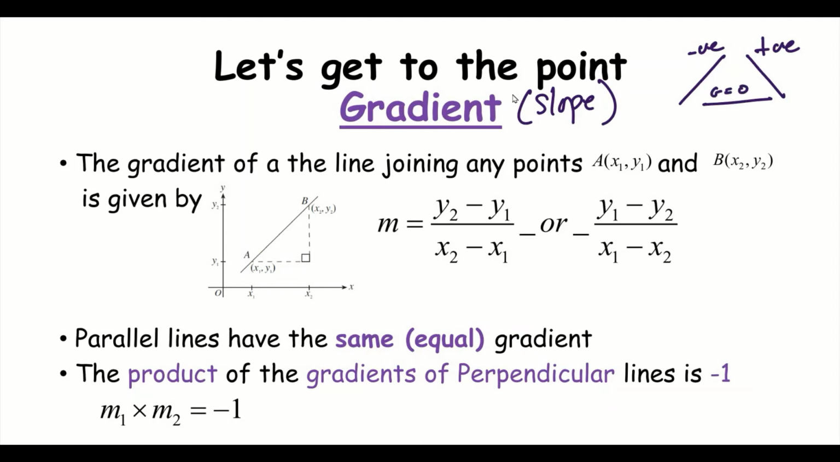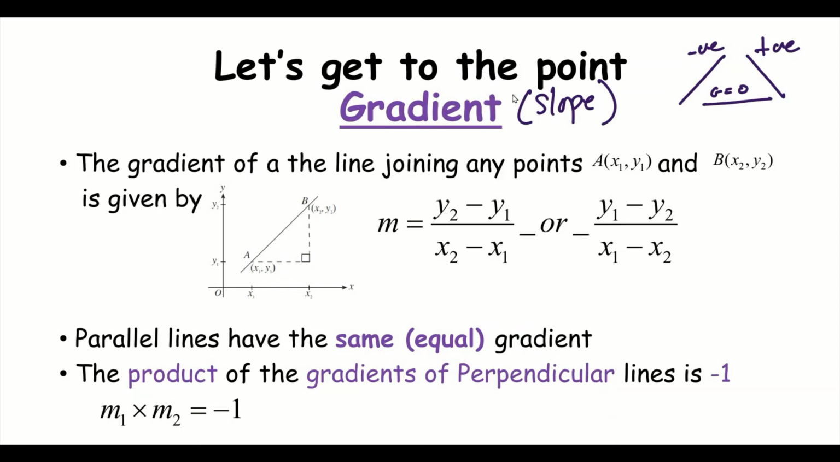Now, the symbol that we use for gradient is small m. Small m, and we use capital M for midpoint and small m for gradient. The formula that we're going to use is y2 minus y1 over x2 minus x1. Or, as I said earlier, it doesn't matter if you put the y1 before the y2 or the x1 before the x2. The sign is what is important.